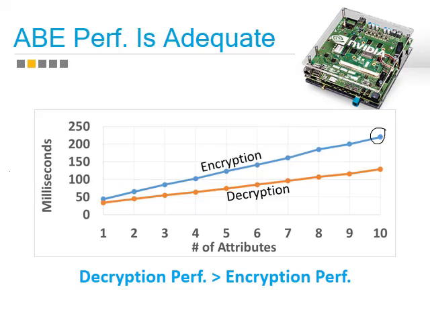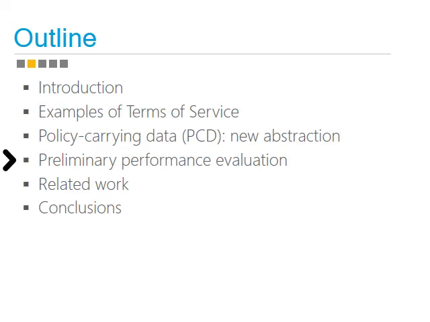This is good because decryption is done in the cloud, and we were worried that the cloud needs to perform lots of decryption at the same time, and decryption needs to be quite fast. Now, decryption is faster than encryption, and that's good. Furthermore, note that decryption will be done on server class machines in the cloud and not on Tegra tablets like in our experiment. So that's an even bigger reason to get this number down.